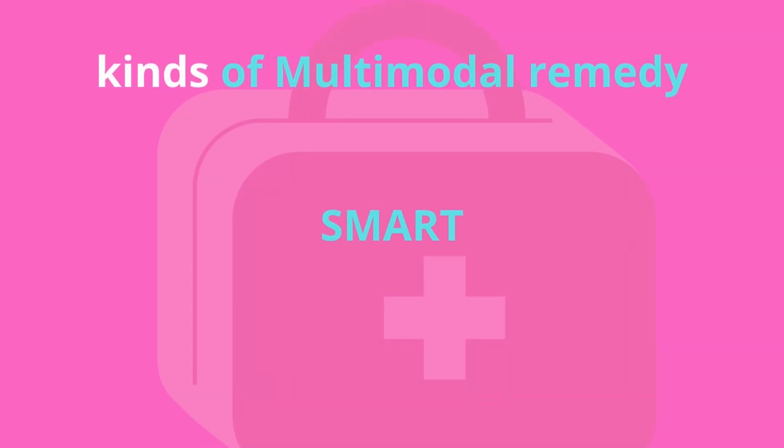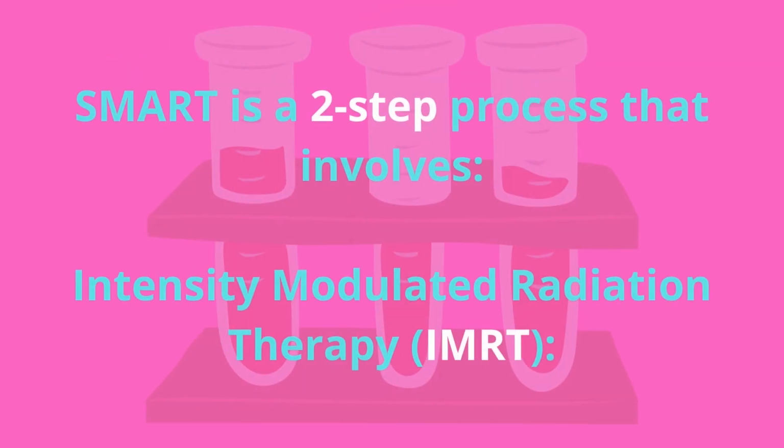SMART. SMART is the technique of using multimodal therapies to influence the life expectancy of mesothelioma patients, but using a method that switches around the order of treatments to improve results. SMART is a two-step technique that includes intensity modulated radiation therapy, IMRT. Patients are given a high dose of IMRT, which administers simultaneous levels of radiation through the area.